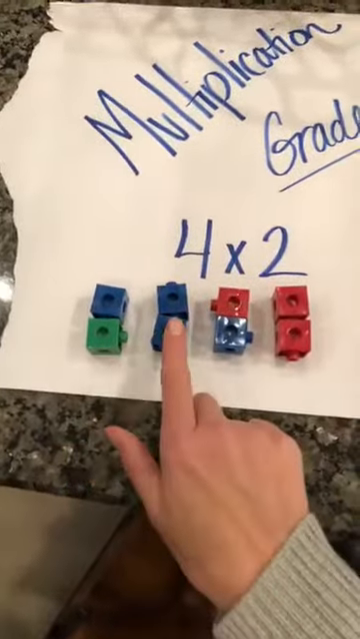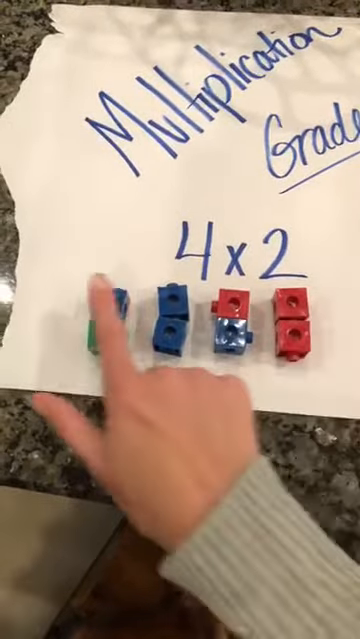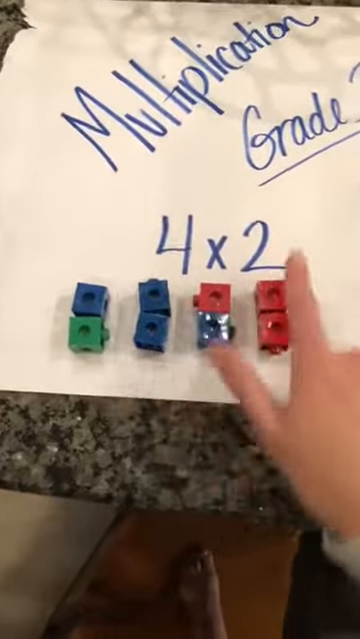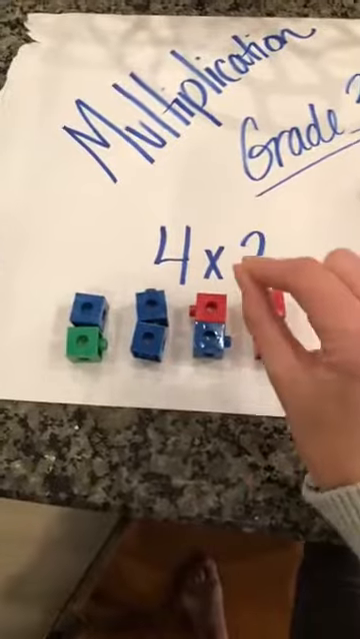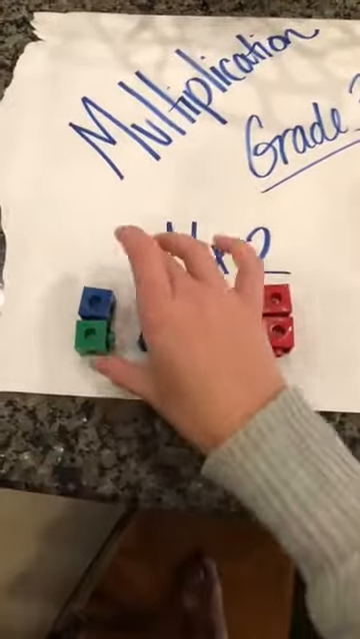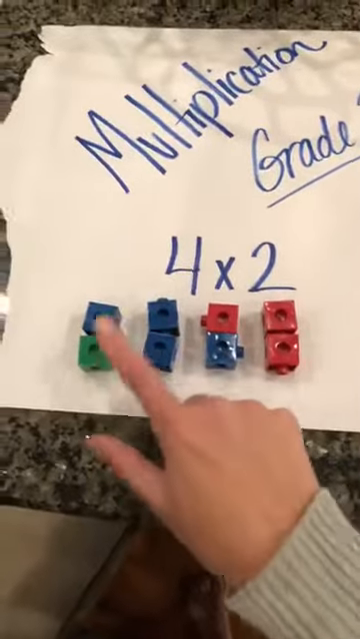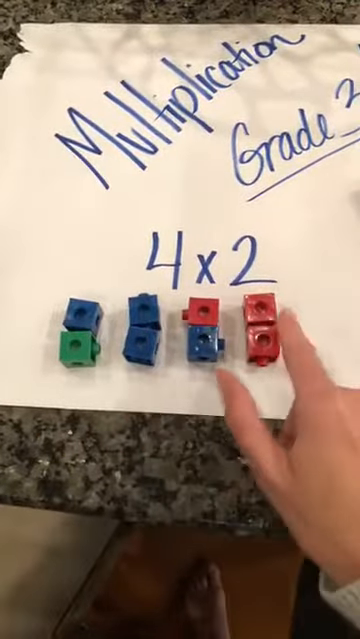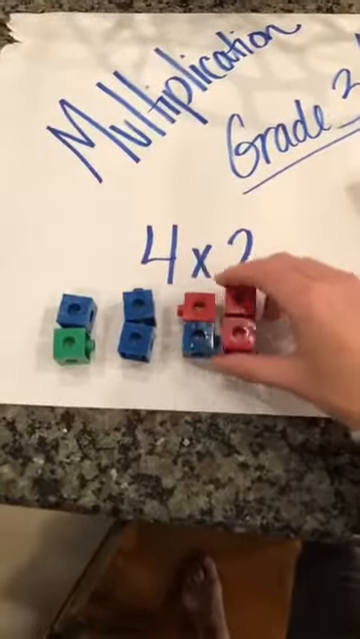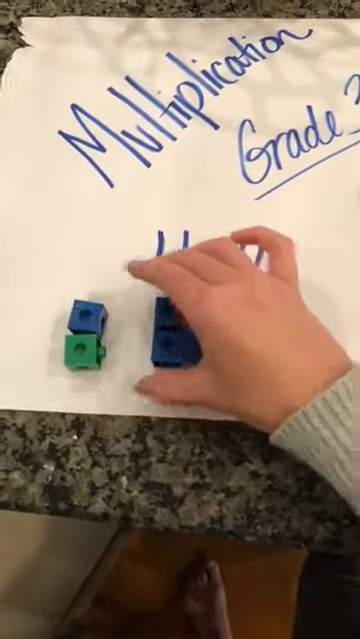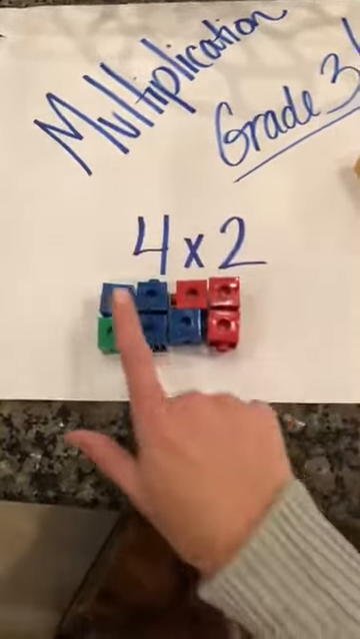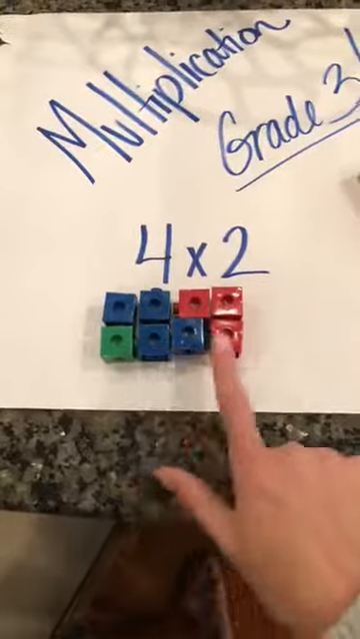So I have 1 group, 2 groups, 3 groups, 4 groups, and each group has 2. Making sure our students are able to articulate that is crucial. Once they are able to build 4 groups of 2, they can then obviously count 1, 2, 3, 4, 5, 6, 7, 8. Now, students will eventually start seeing this as an area, okay?